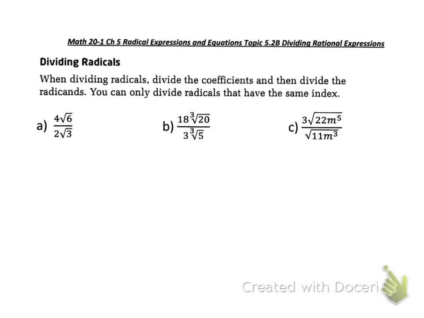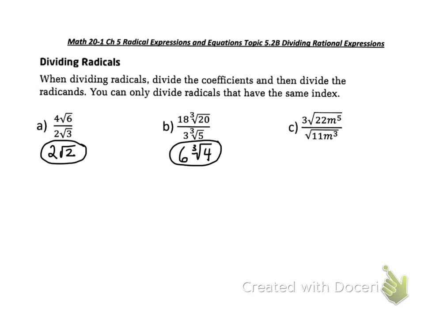In example A, we have 4 root 6 over 2 root 3. 4 divided by 2, the whole numbers, is 2. Root 6 divided by root 3 is root 2. We're done. Can't simplify anything any further. For B, 18 divided by 3 is 6. Cube root of 20 divided by the cube root of 5 is the cube root of 4. Nothing can be simplified. We're done.